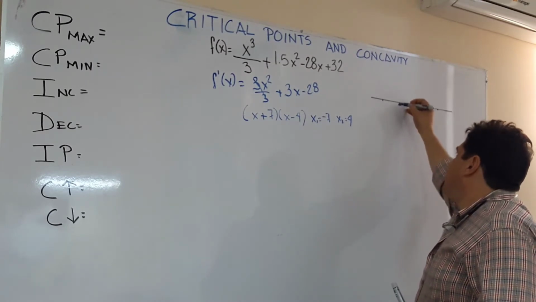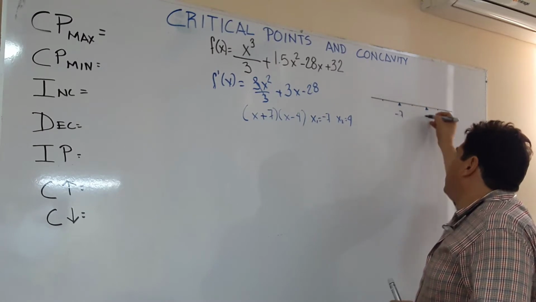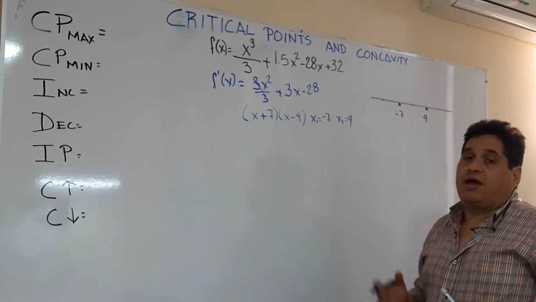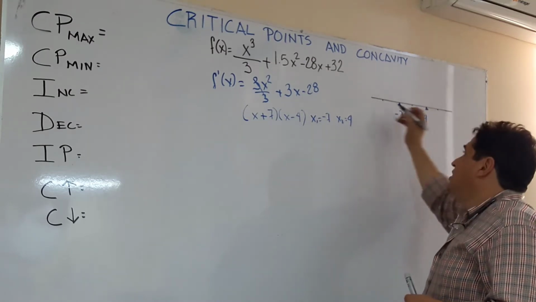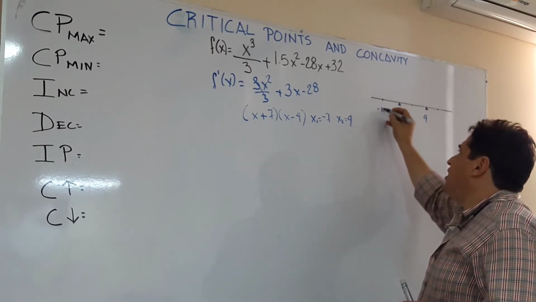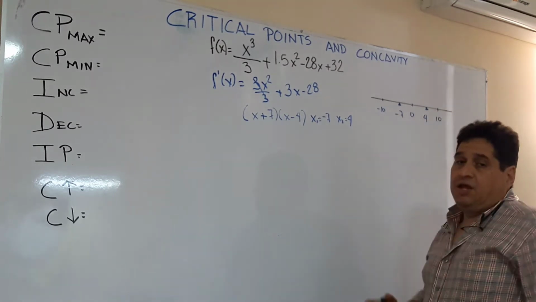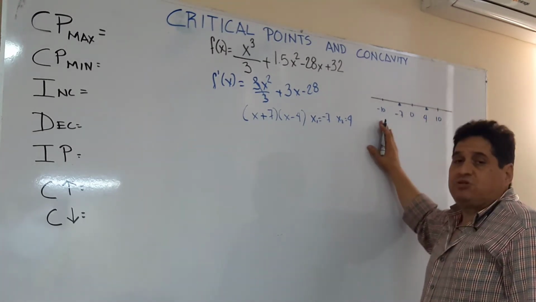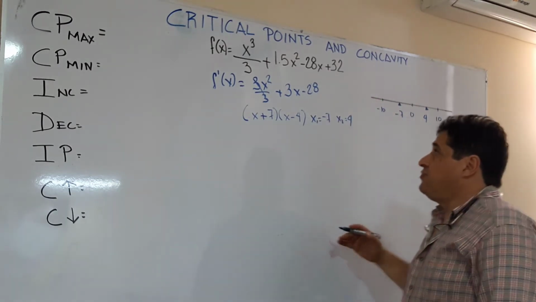So I'm going to mark them in my line with minus 7 and 4. So I've got to put 3 numbers, one on the left, one in the middle, and one on the right. So I'm going to go for minus 10, 0, and 10. Remember, you don't have to use the same numbers. You can use any numbers you want. We'll get the same answer.